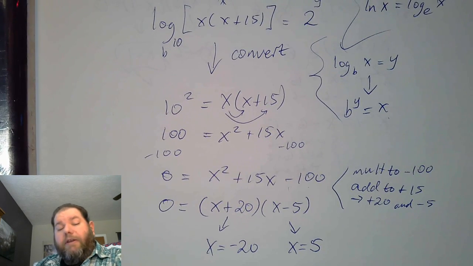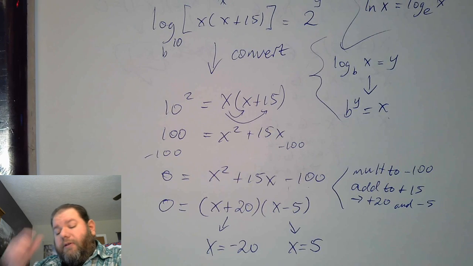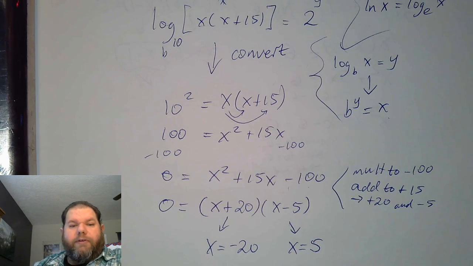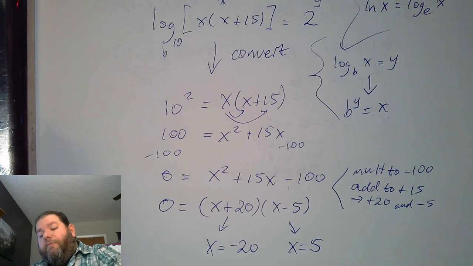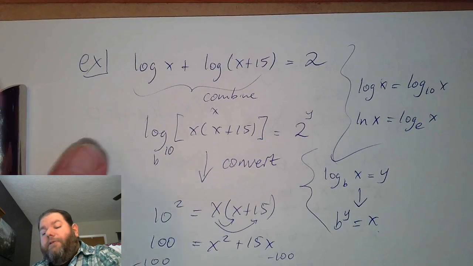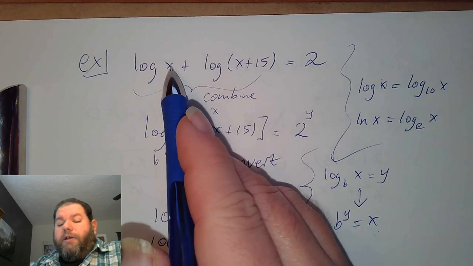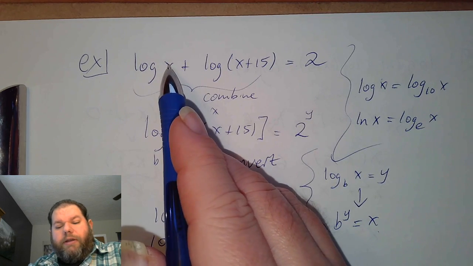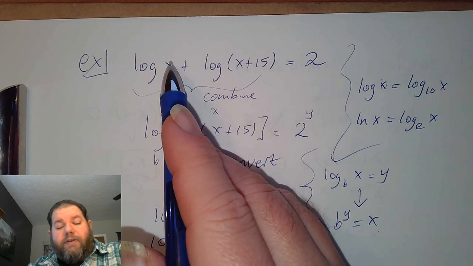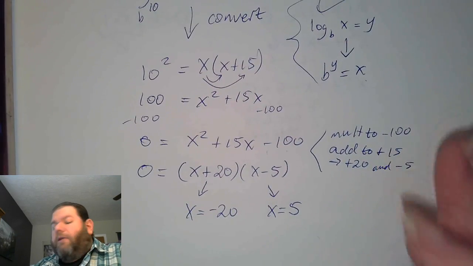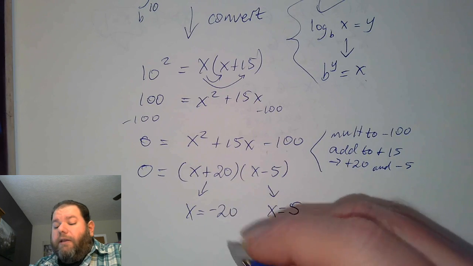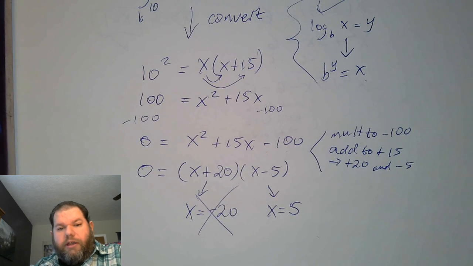And we need to check to make sure these are valid still, just like in the last example. Anytime we combine logarithms, there's a risk that our answer becomes invalid. So we check negative 20. We go back to the original equation and plug in negative 20 here. Log of negative 20, that doesn't exist. We cannot take log of a negative number. So because we end up with log of a negative, that's not a valid solution.